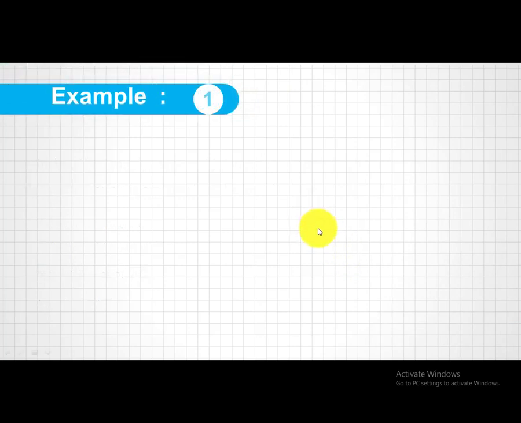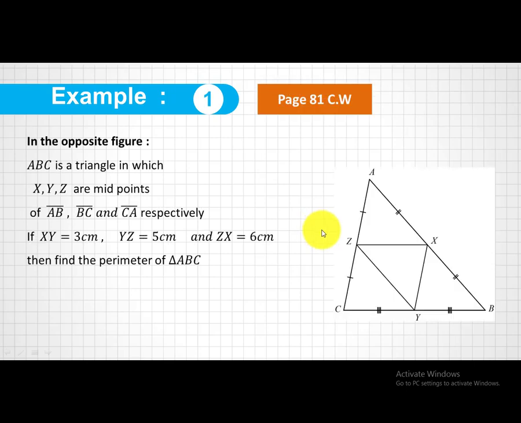Example 1, classwork page number 81. In the opposite figure, ABC is a triangle in which X, Y, Z are midpoints of line segment AB, line segment BC and line segment CA, respectively. If XY equals 3 cm and YZ equals 5 cm and ZX equals 6 cm, then find the perimeter of triangle ABC.